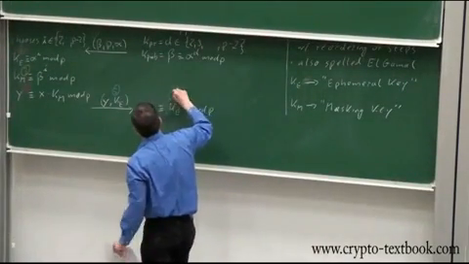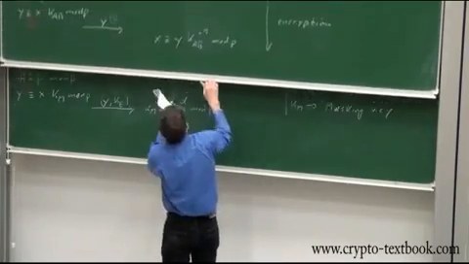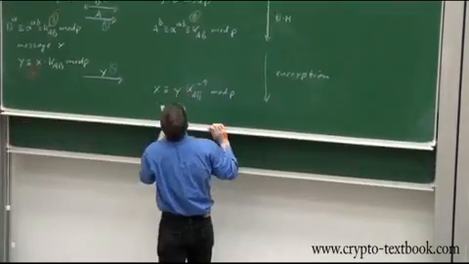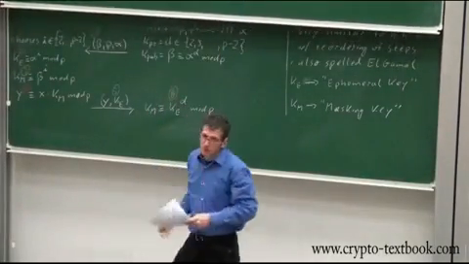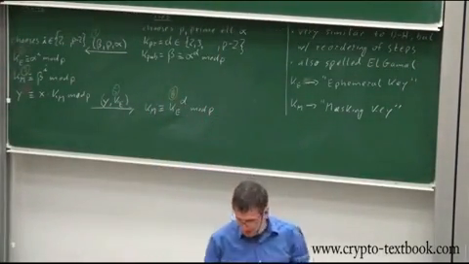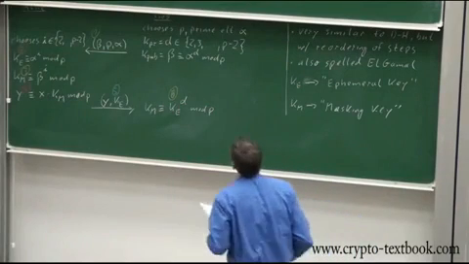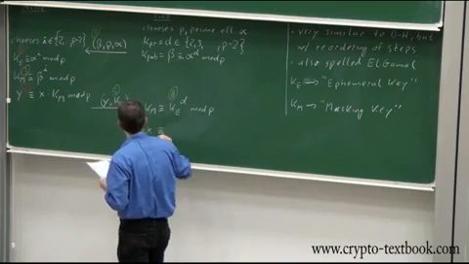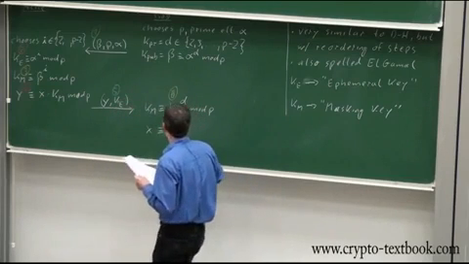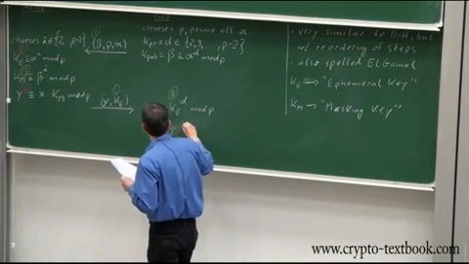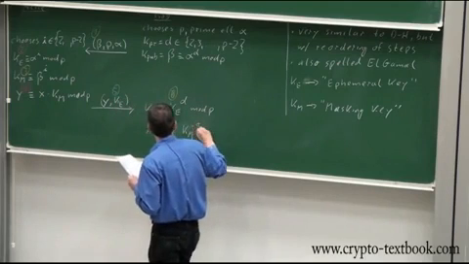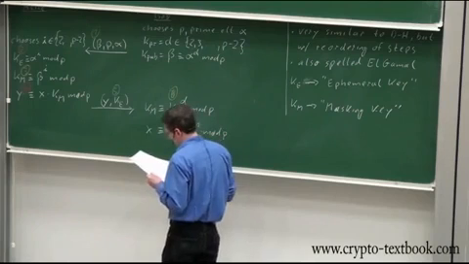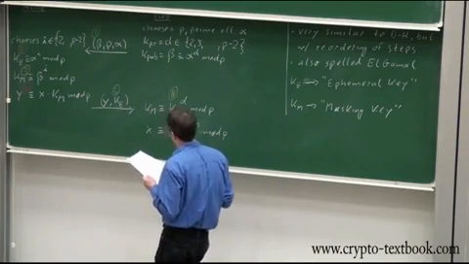Six. What am I doing here? Okay. Once he has the session key, he again does this very last step. X is Y times the inverse.